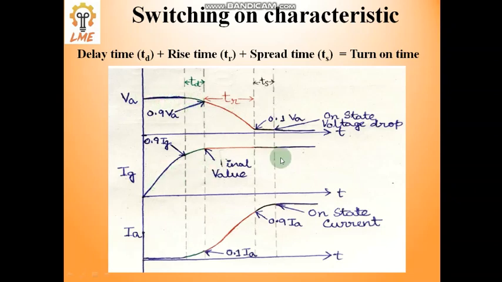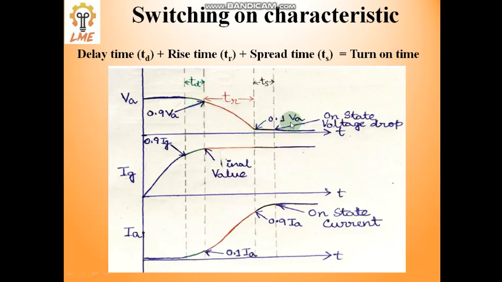If the on state voltage is 0 and the peak value of voltage is 100, the gate current final value is 100, and in case of IA, the anode current, the on state current is 100. This is an assumption. So the better definition is: from the peak value of voltage to 0.9 of VA, or 0.9 of IG to its final value of IG, or the initial value to 0.1 of anode current, that is known as delay time.